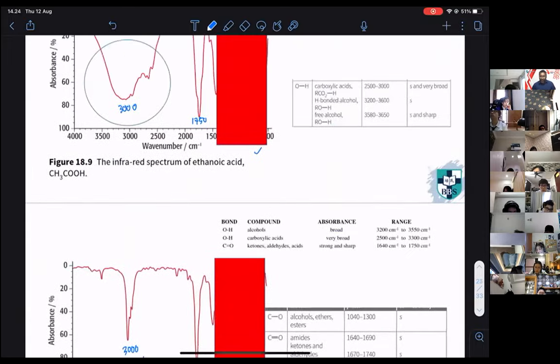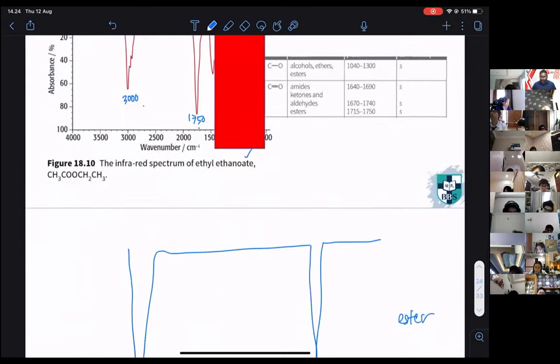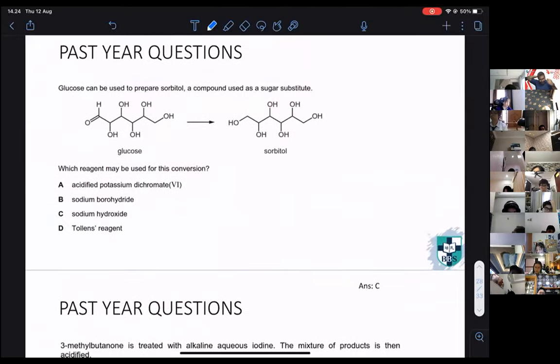If you do that, you won't have any problem answering the question. This one you can just quickly memorize. Here we have some past year paper questions. I will not go through everything; you can go through them on your own.